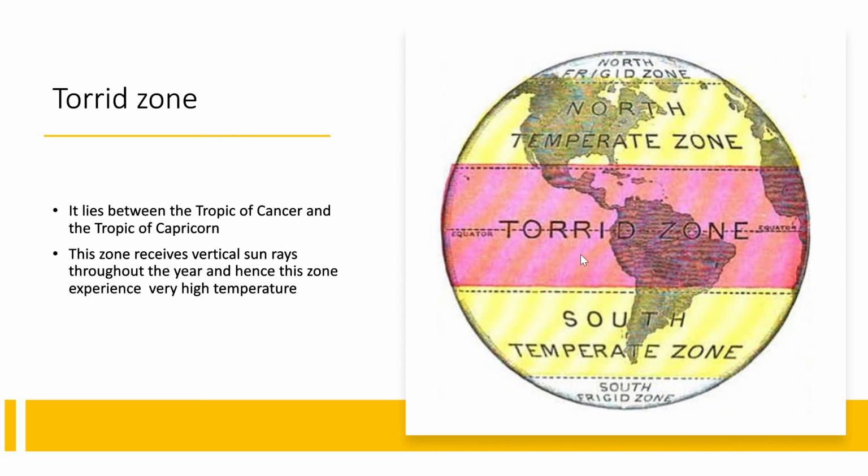So, between Tropic of Cancer in the north and Tropic of Capricorn in the south, this zone is the torrid zone. This zone receives vertical sun rays throughout the year, and hence this zone experiences very high temperature. So if the sun is over here, it gets the direct sun rays. For this reason, this area is very hot.